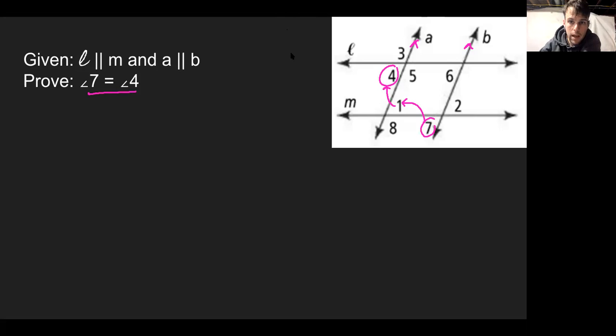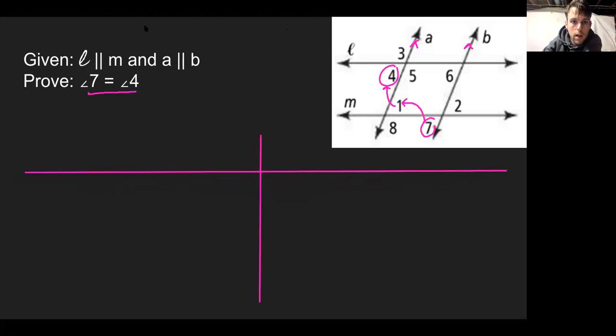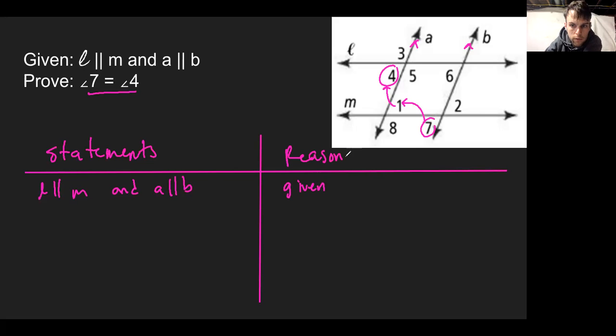So I'm going to go ahead and use the path that I have right there. Doesn't really matter which one we do, but that's the one I'm going to do. All right, so when you do a proof, the givens are what we start with. So L is parallel to M, and A is parallel to B. These are our statements. These are our reasons.